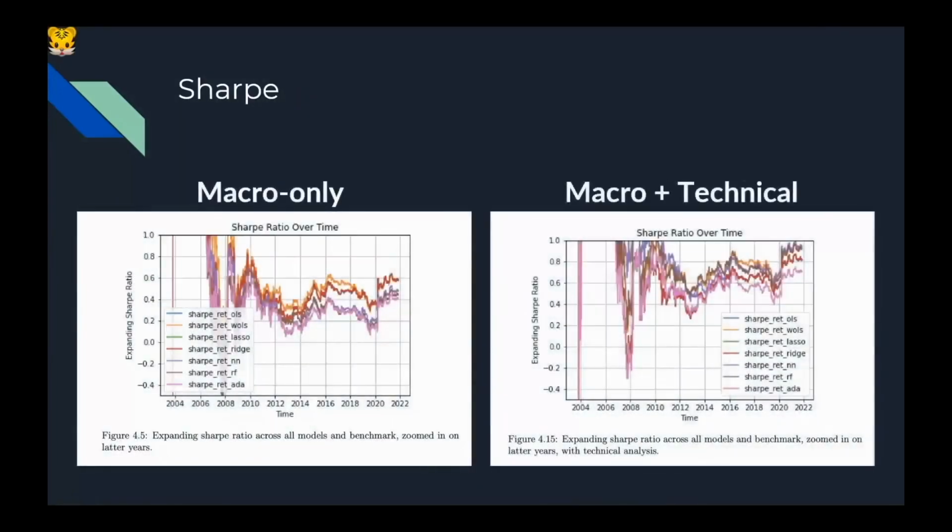And then in terms of Sharpe ratio, also comparing macro versus macro plus technical, we see that there's quite a bit of volatility here. I will point out one thing though, is towards the beginning, the first few years or so, we can safely disregard because that is a calibration period for the expanding Sharpe ratio. And we see that it hovers around 0.6 and 0.9 respectively.